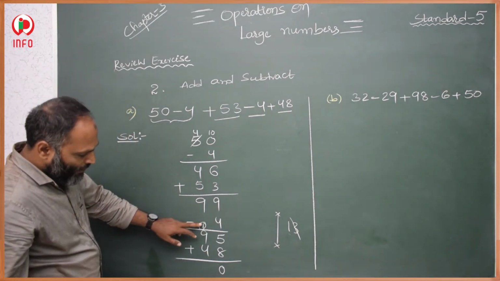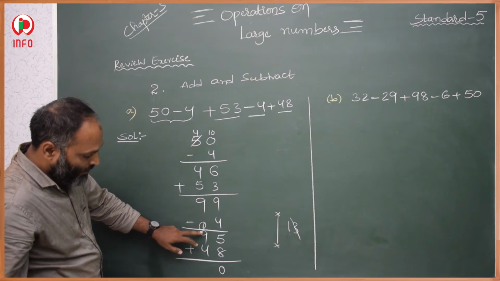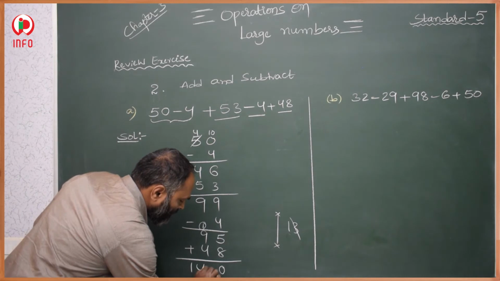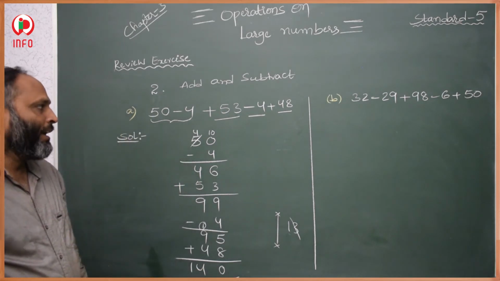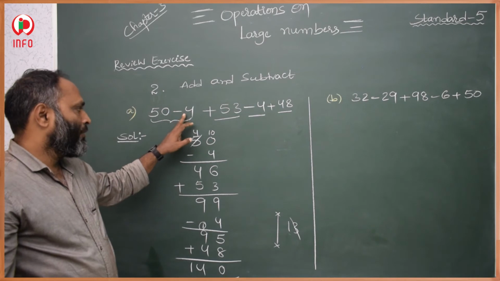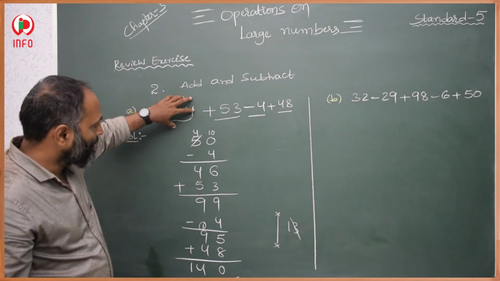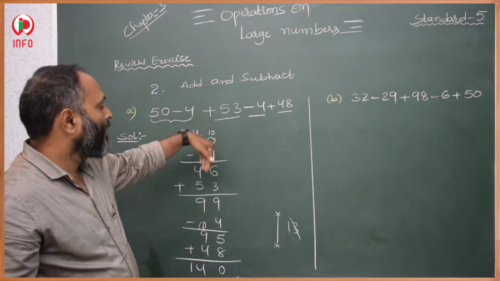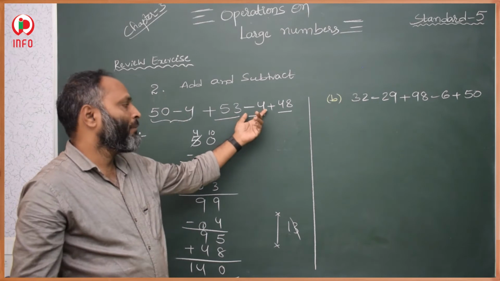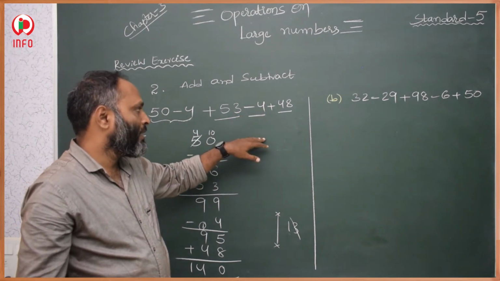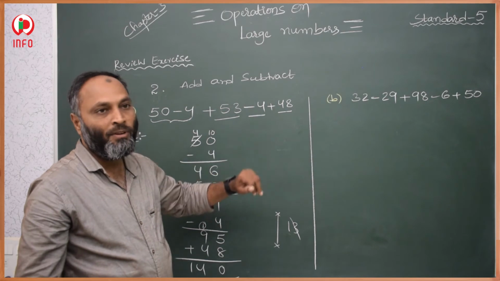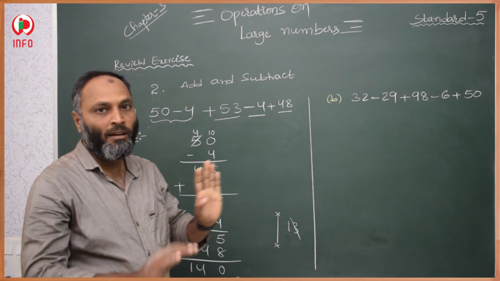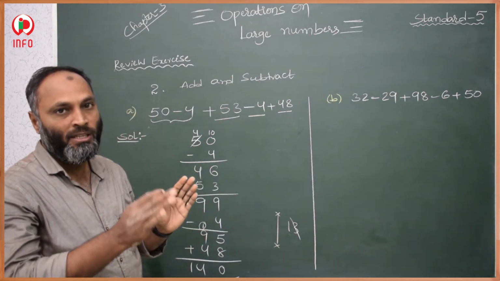Then we have to add all these three, 1, 2 and 3. 9 plus 1 is 10. 10 plus 4 is 14. This is our final answer. Then 50 minus 4: whatever answer comes, for that answer we have to add 53. After addition, from the sum we take minus 4, and from the difference we add again plus 48, and whatever final answer we get is the final answer of all this. Here the combination of addition and subtraction is given.